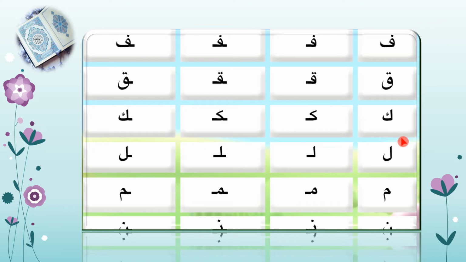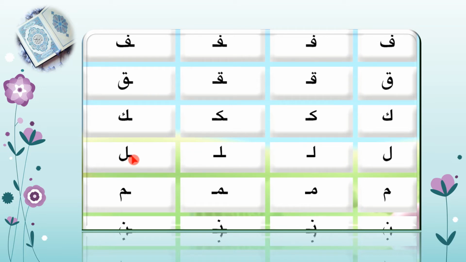Then we have lam. Lam in the beginning of the word will be like this. We will take the half of the shape here, then a small line to connect with the next letter. In the middle, two hands for the previous letter and for the next letter. At the end, we go back again to the main shape, and we have a small line for the letter before.